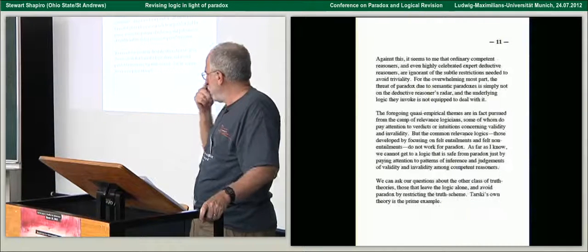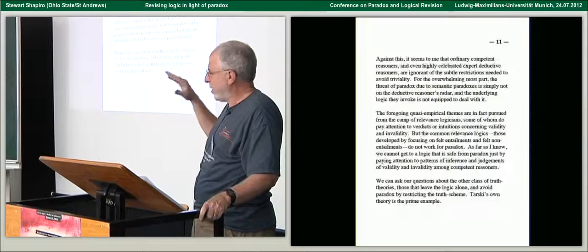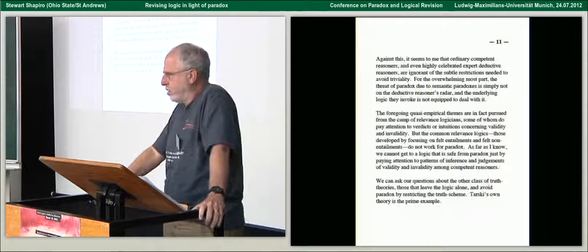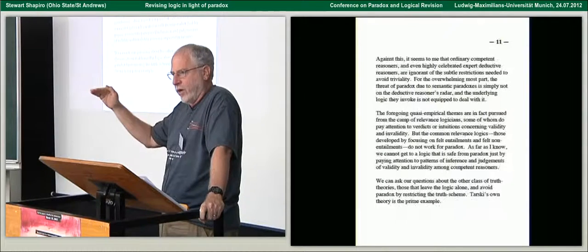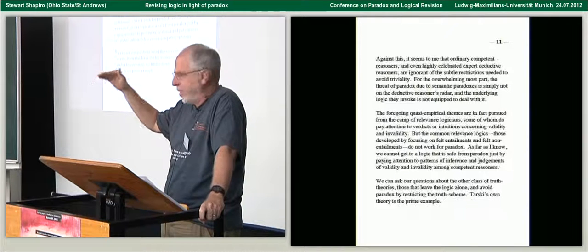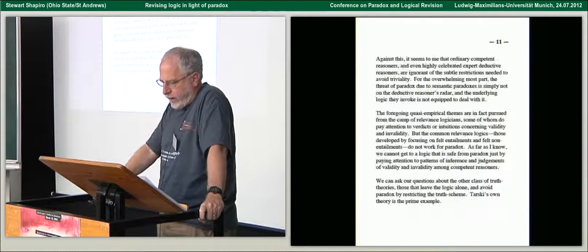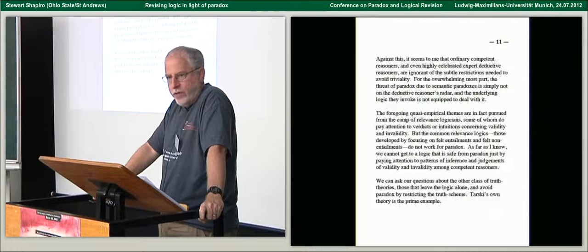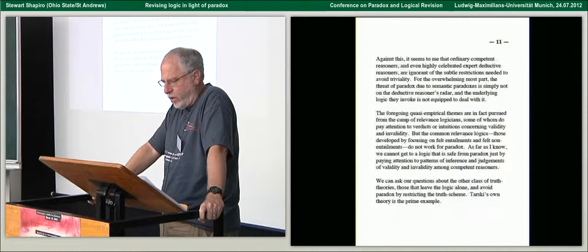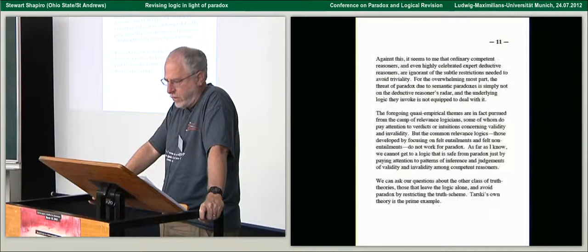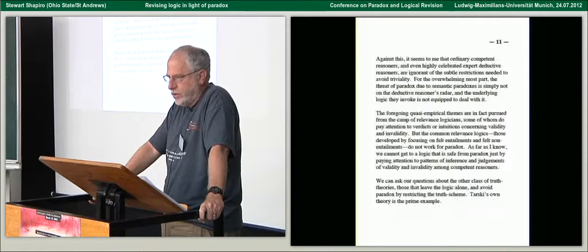Now, of course, we can ask the same question. The attitude that I'm taking towards a descriptive theory of logic, we'll move on to consider another option in a minute, but for the descriptive one, we can ask that about the other class of truth theorists, that is, those that leave the logic alone and monkey around with the truth scheme. Tarski's own theory is the prime example, so we can ask, well, what's he claiming?